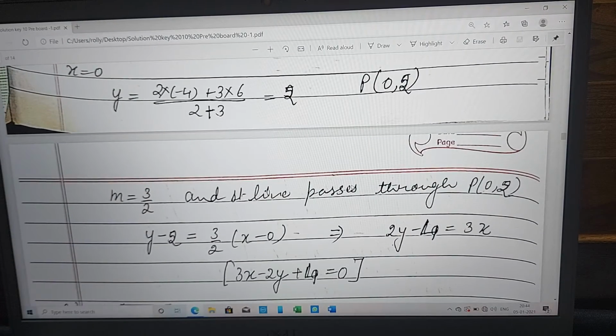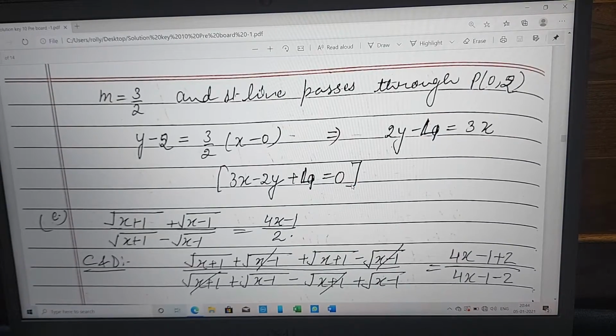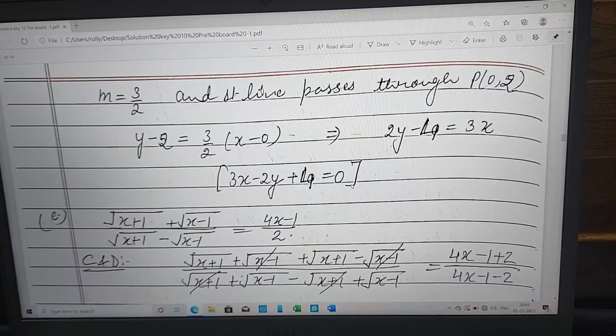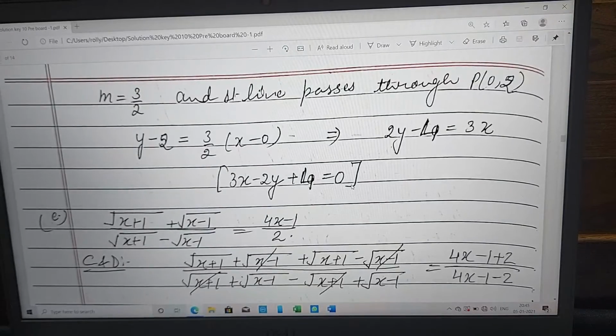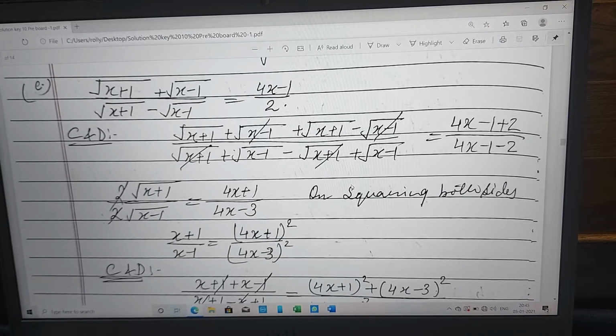Next part of the question: the value of P is calculated as (0, 2). Now the slope of the line is given as m equal to 3 upon 2 and it passes through point P. So we'll use the formula y minus y1 is equal to m(x minus x1), where m is 3 upon 2, x1 is 0, y1 is 2. So we'll calculate the equation. It becomes 3x minus 2y plus 4 is equal to 0.